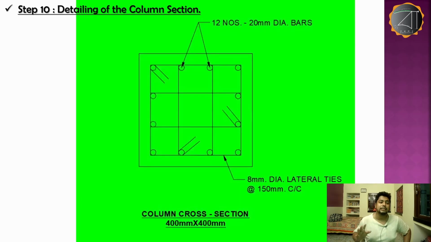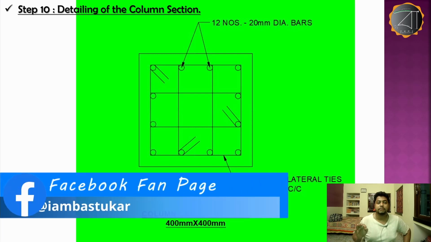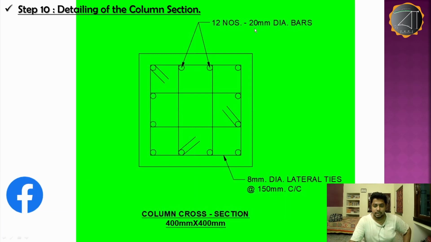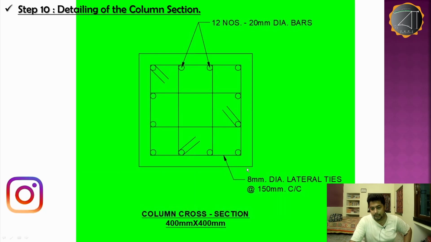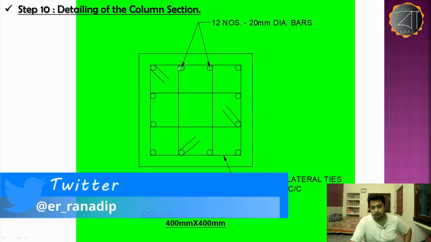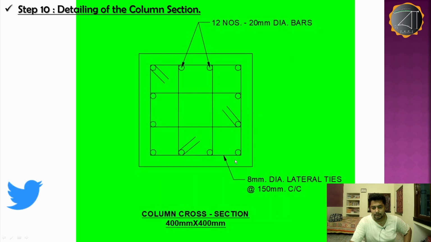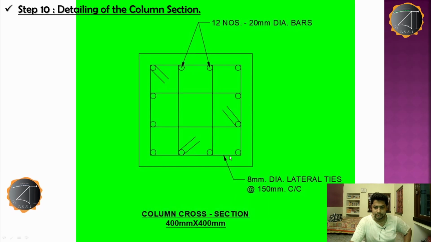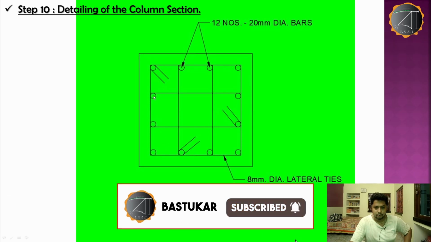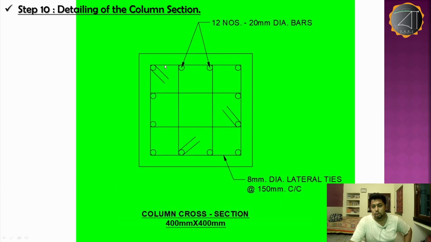And the final thing, and it is very important, step 10, detailing of the column section. Just see how I have detailed it. I have already mentioned column cross section 400 mm by 400 mm and shown the longitudinal bars 12 numbers 20 mm dia bars, and also shown the lateral ties 8 mm dia 150 center to center. You may please check the pattern of lateral ties what I have provided. It is the correct pattern to ensure that all the bars which are there longitudinally are well secured in their place and they do not bulge out.